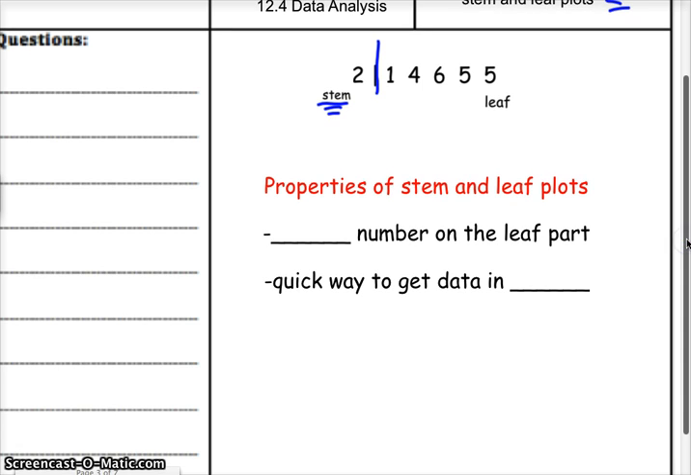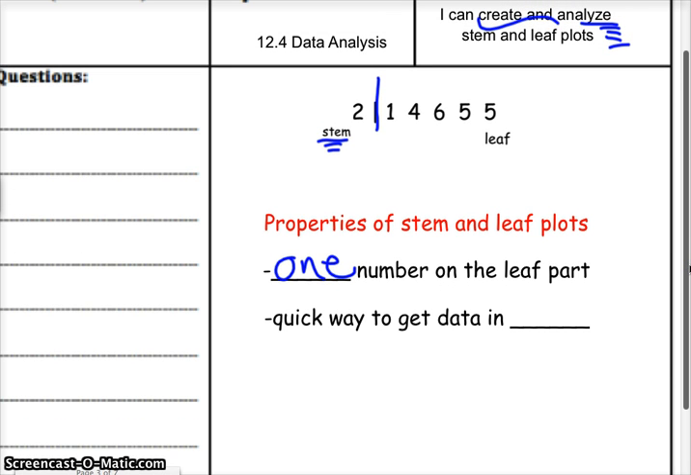Properties of stem and leaf plots: there can only be one number on the leaf part. What this means up here, we pull out what they have in common. These all represent a number. This is actually 21, 24, 26, 25, and 25. So what they did is pulled the 2 out and then just labeled it 1, 4, 6, 5, 5. And now we need to take that knowledge of stem and leaf to say, okay, the first part of these numbers is 2: 21, 24, 26, 25, and 25.